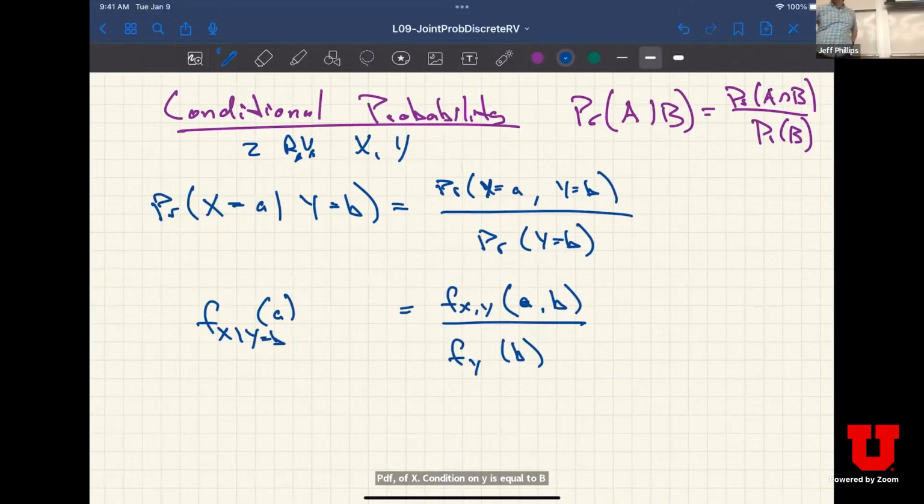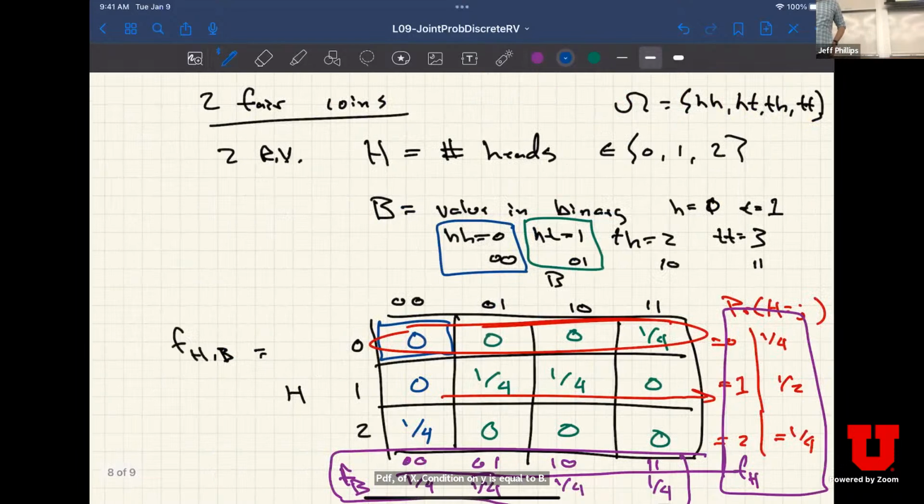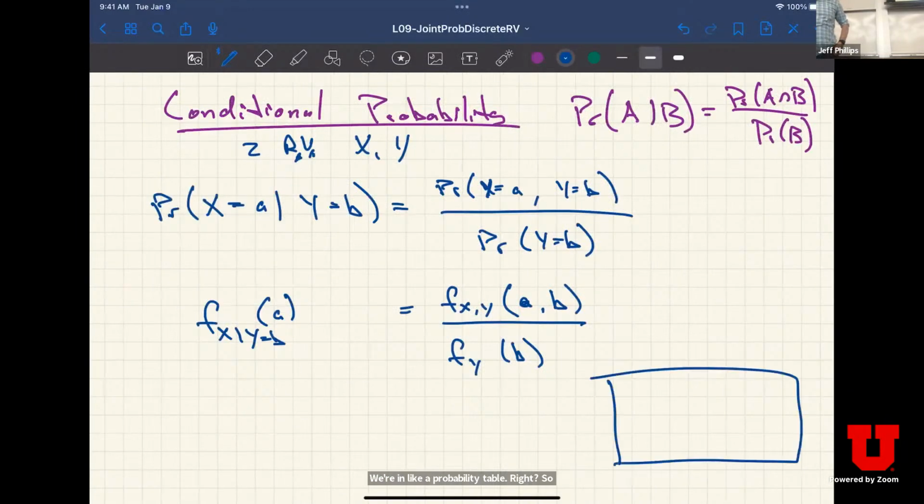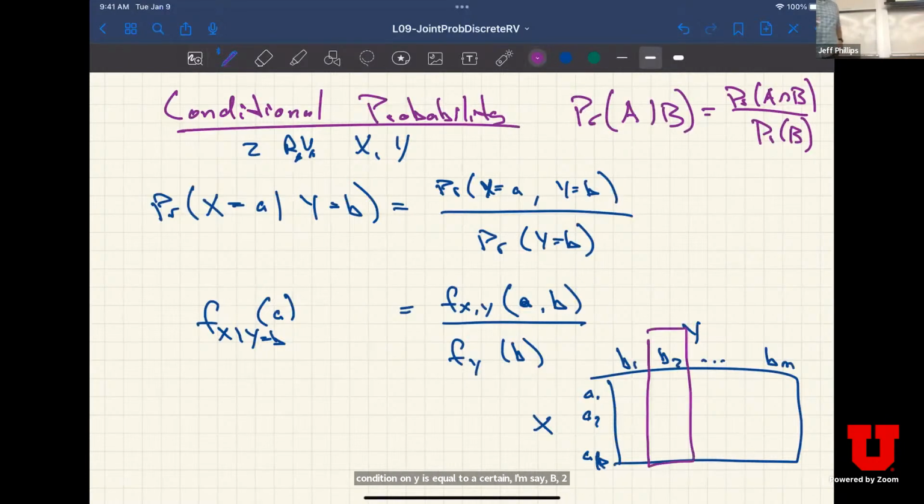Okay, so we can think of what we've done as being in a probability table, right? So we can think of being in one of these probability tables where x takes on A1, A2 up to AK, and y takes on values B1, B2 up to Bm. Okay, and now we're going to condition on y equal to, say, B2. So y is equal to B2. I need the marginal probability.